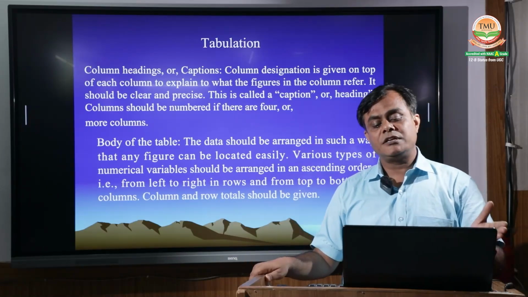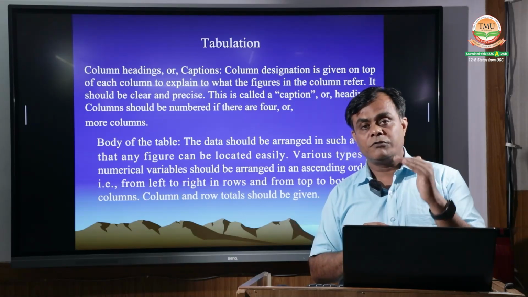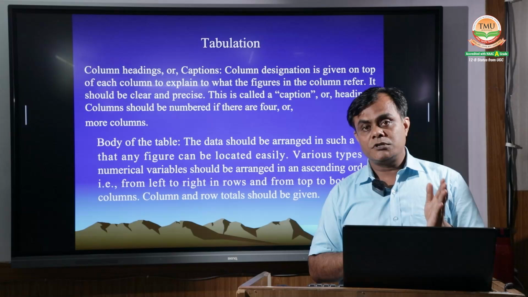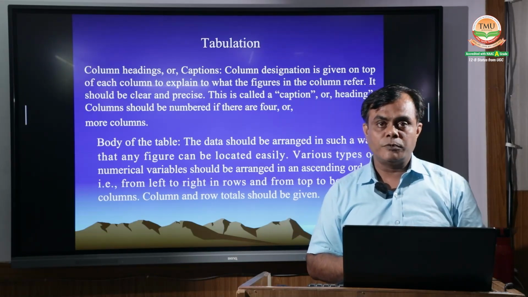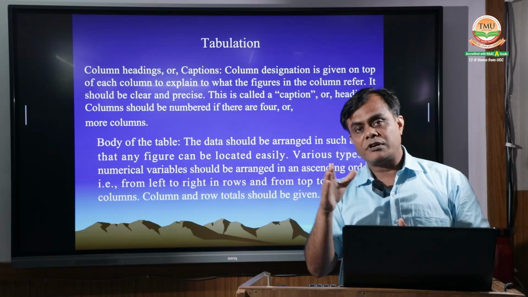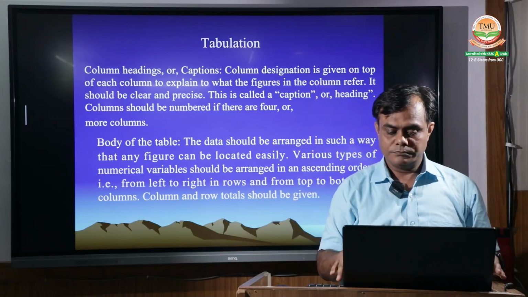So simply we can say that a row is in a horizontal format, and a column is in a vertical format. Due to that, a row starts from left to right and a column starts from top to bottom. So this way, from left to right, that is a row, and from top to bottom, that is a column.